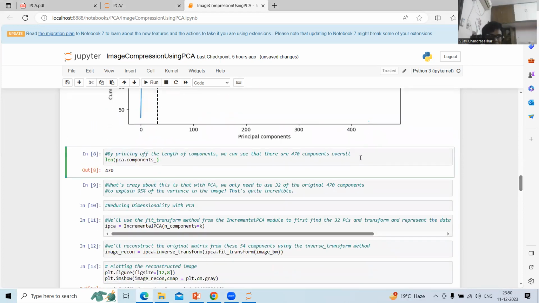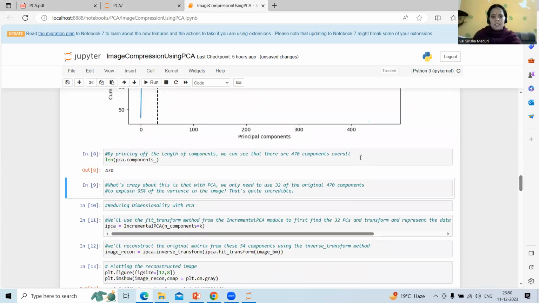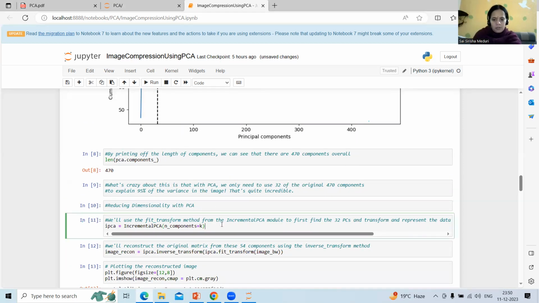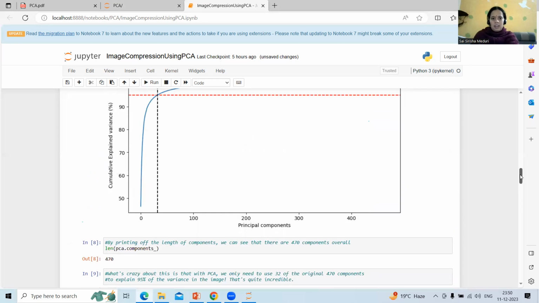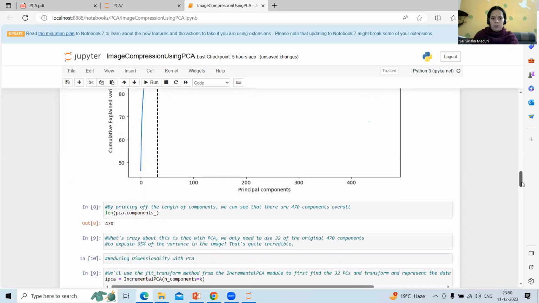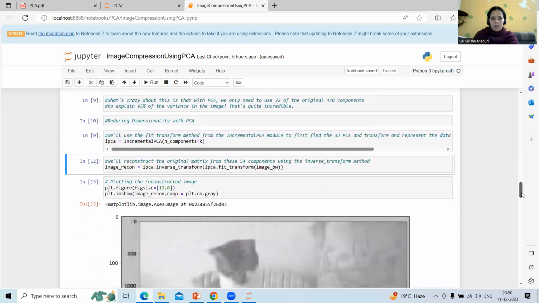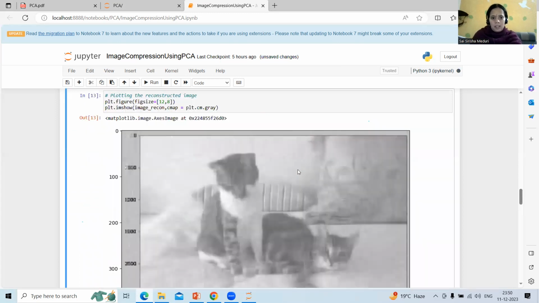So, this is the one. Initially, if we see this length, this is 470. So we have 470 features, out of which we don't need all of these. If we see the graph, it is very clear. It is actually less than 50 also. Here itself we are getting 95% of the variance, which means we will have 95% of the information. So here, what we will do now is, we will run the PCA.